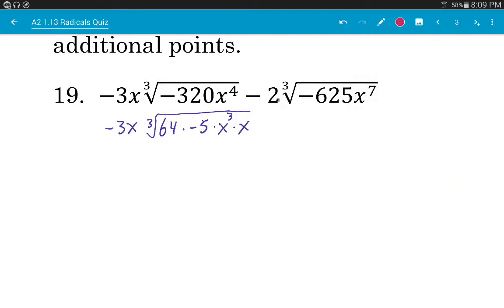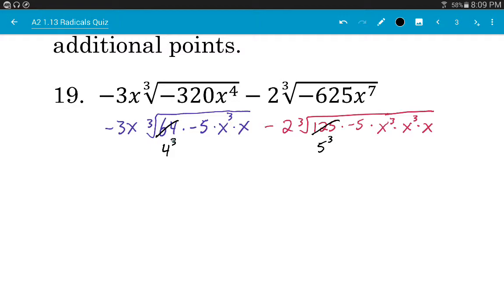On this right-hand side one, I've got minus 2 cube root. Now 625 is 125, which is a perfect cube, times negative 5. And this x to the 7th is far too big, so I'm going to break it up. X cubed, and x. That's still 7 x's. Now 64 is equal to 4 cubed. 125 is equal to 5 cubed.